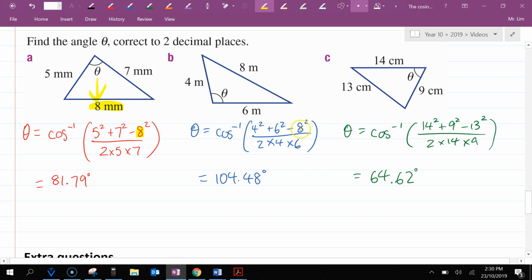Same with question B. When we are minusing our c squared, we are minusing the side that is opposite to the angle that we are trying to find. So in question B, the size of the angle is 104.48 degrees. And for question C, it's 64.62 degrees. The side that we are minusing, minus c squared, is opposite to the angle that we are trying to find.